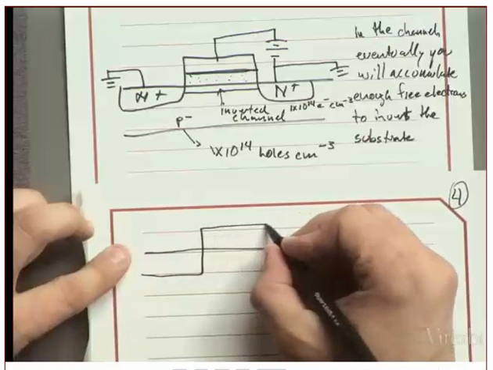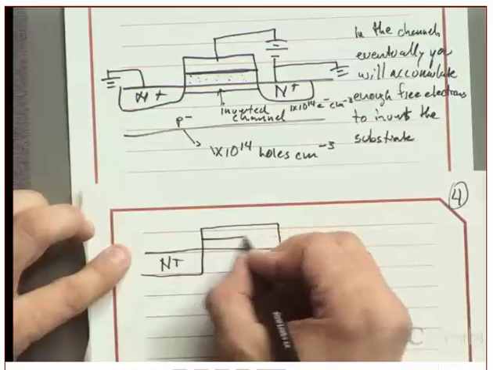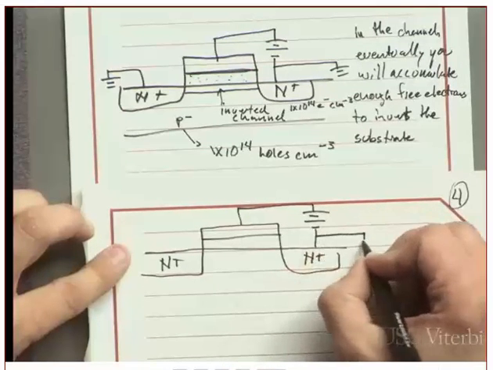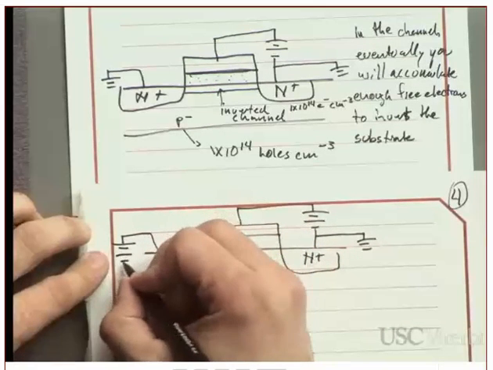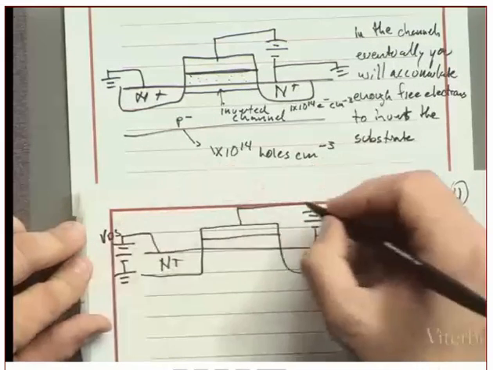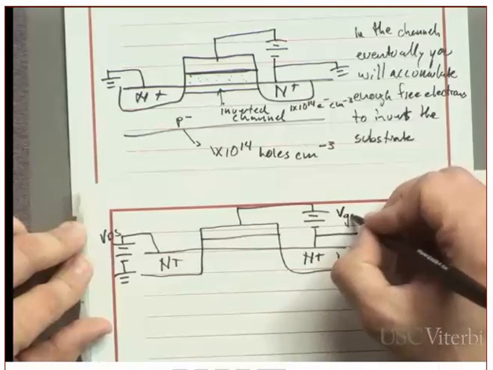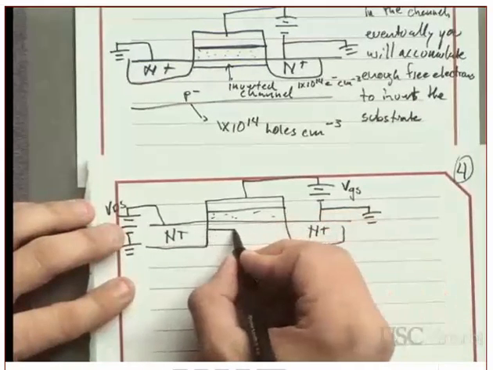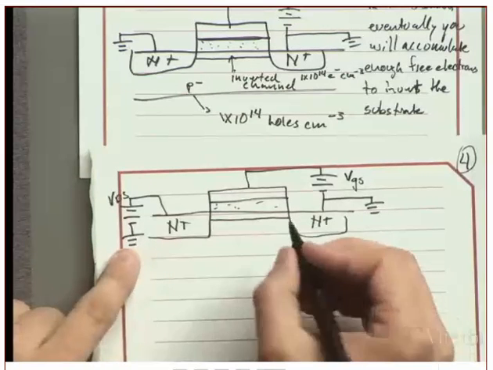So let's draw more. I have my same circuit. I still have this DC source here, and now I'm going to put a small DC source here. This is going to be what you would call VDS, and this is going to be VGS. Okay, so it's my insulator. Here's my channel. So what's going to happen if I put a small voltage source here?